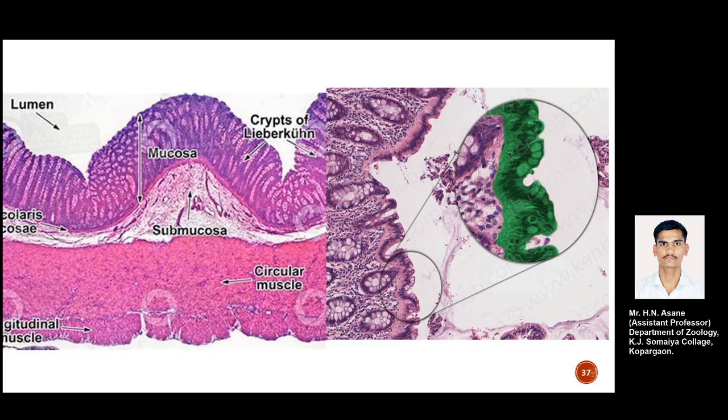At medium magnification you can see the lumen below the mucosa layer, which shows the crypts of Lieberkühn. Then the submucosa region, then the circular muscle region, the serosa and the longitudinal muscles. The right side picture shows you the mucosa region, the crypts of Lieberkühn cells and the presence of some goblet cells in this region.